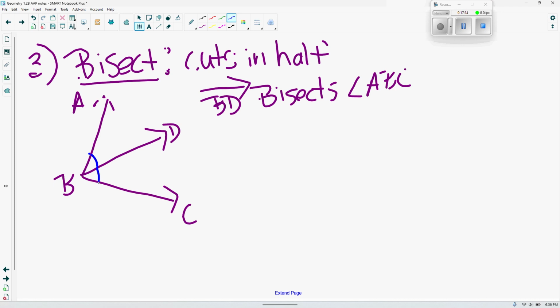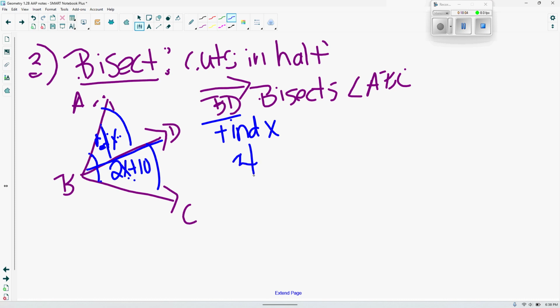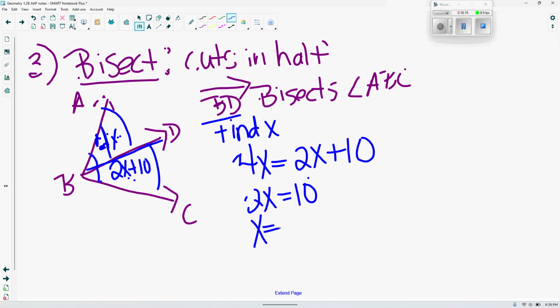So if I told you that the problem said that this part of the angle is labeled as 4x, and in between here is labeled as 2x plus 10, and we want to find the measure of the entire angle. To find x, since this bisected it and those are the same, I simply set them equal to each other. So 4x equals 2x plus 10. Move this 2x over, so then I have 2x equals 10 and x equals 5.